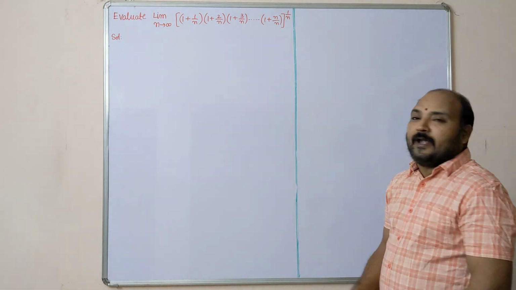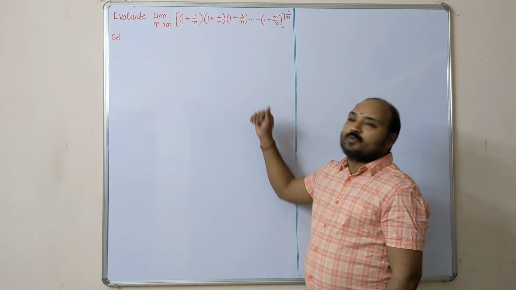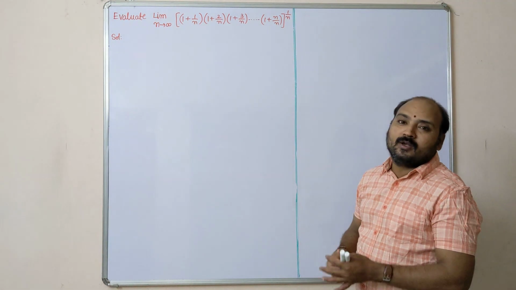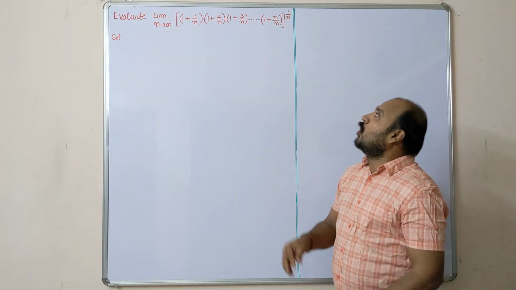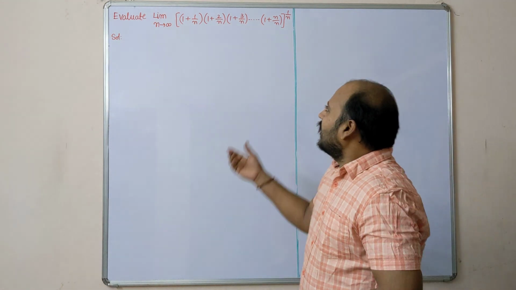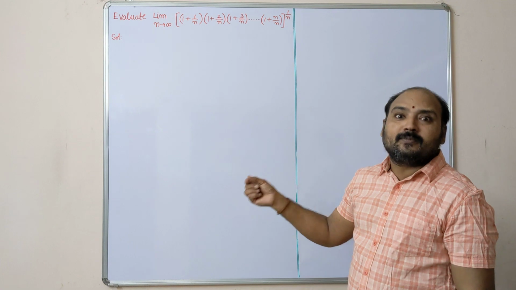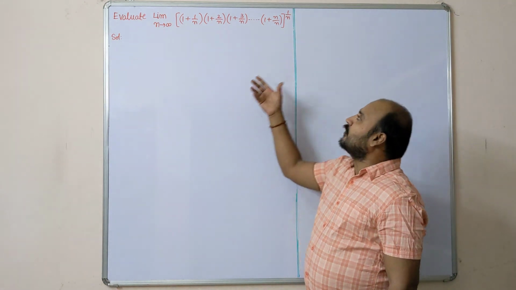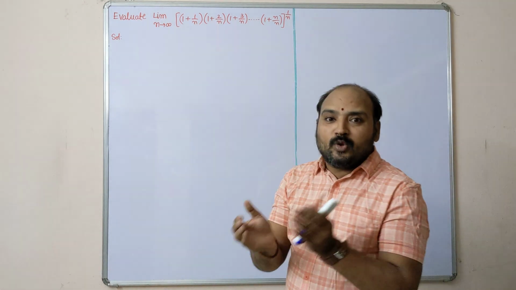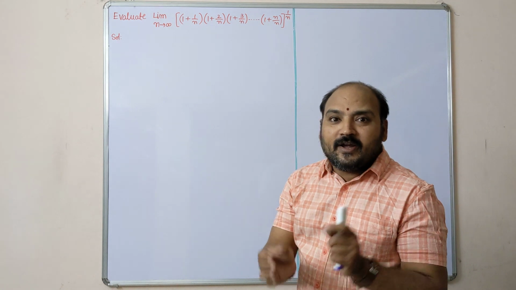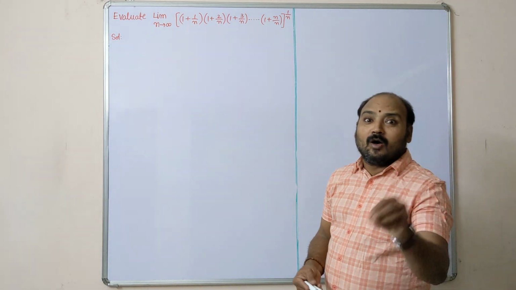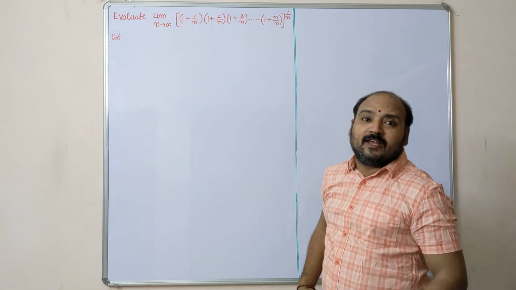Evaluate limit n tends to infinity of (1 plus 1 by n)(1 plus 2 by n)(1 plus 3 by n), and so on, (1 plus n by n), whole power 1 by n. You remember, dear students, in some limit questions, limit n tends to infinity of some value whole power n, you can assume the given limit as some constant and take log on both sides. Very important: take log on both sides whenever there is a power, like an exponent.